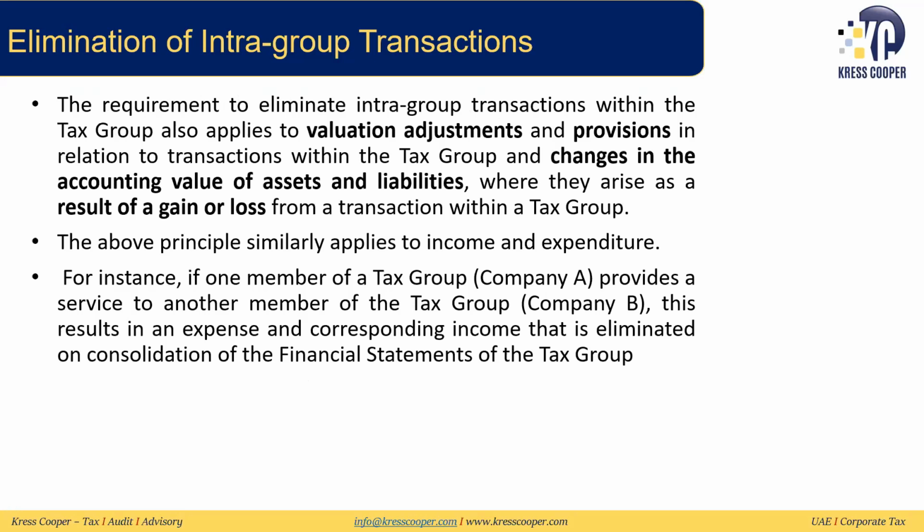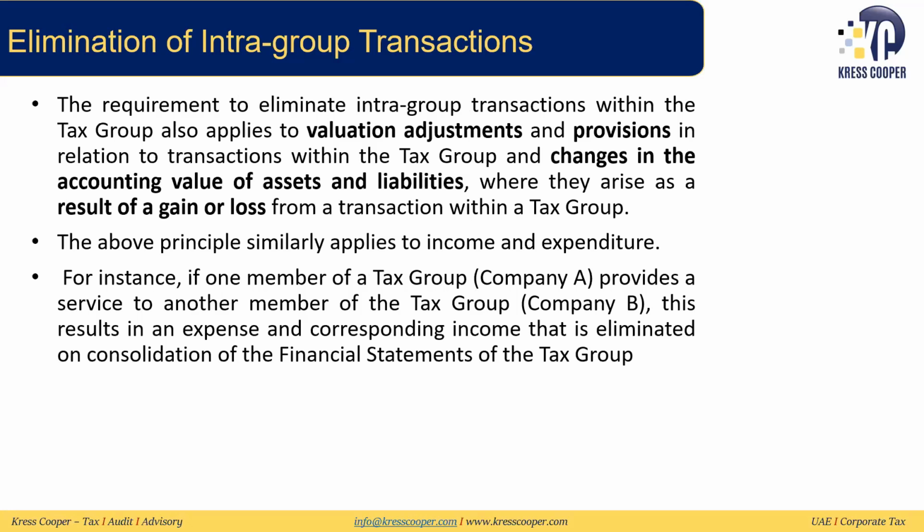So this requirement to eliminate the intergroup transaction within the tax group will also apply to valuation adjustments, to provisions, and any changes in the accounting value of assets and liabilities that arise as a result of gain and loss from any transaction within the tax group. It will apply to income and expenditure both. So let's take an example. One member of a tax group, company A, is providing a service to another member of the tax group, company B.